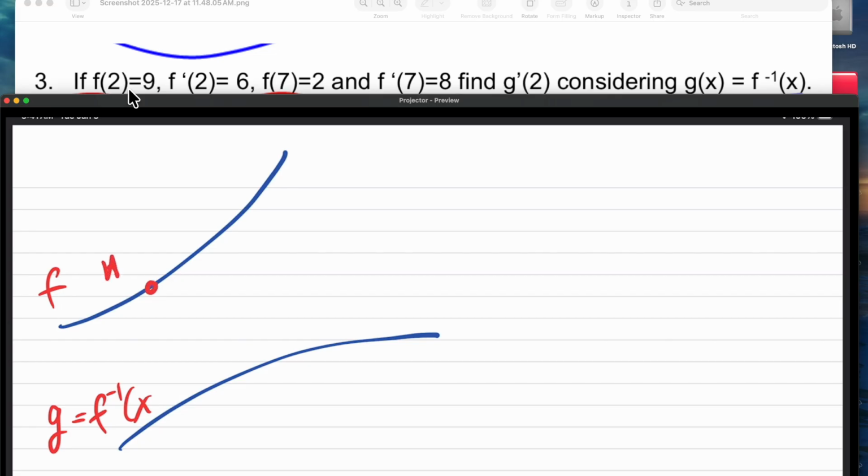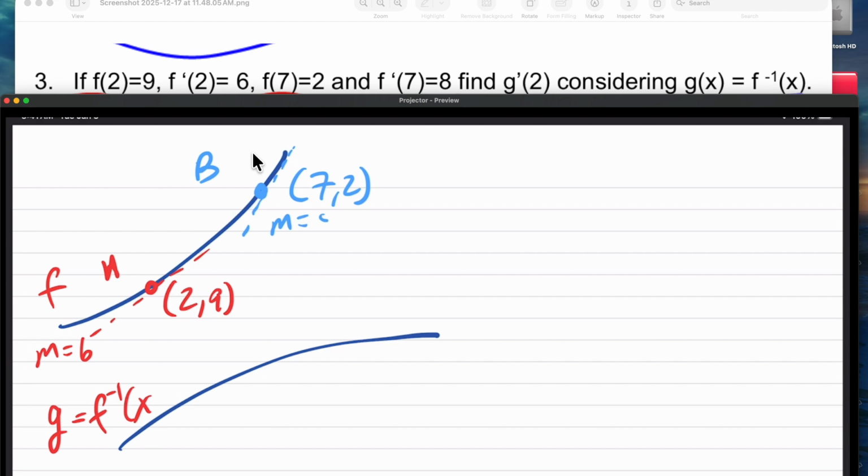Okay, so at this first point, we'll call it point A on f. If you input 2, you get 9. That means this point is 2 comma 9. And they tell us the derivative when x equals 2 is 6. So the slope of the tangent line here, at point A, is going to be 6. Okay, then they give us a separate point, B here. And they tell us that when you input 7 into f, you get 2. So that means this point is 7 comma 2. And then they tell us that at x equals 7, if you do f prime, the slope of that tangent line would be 8.